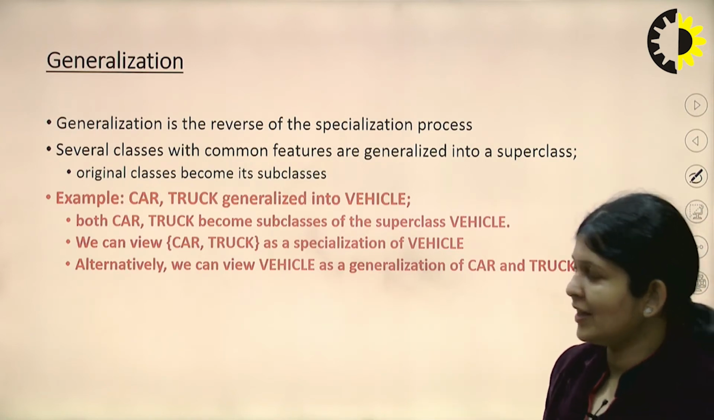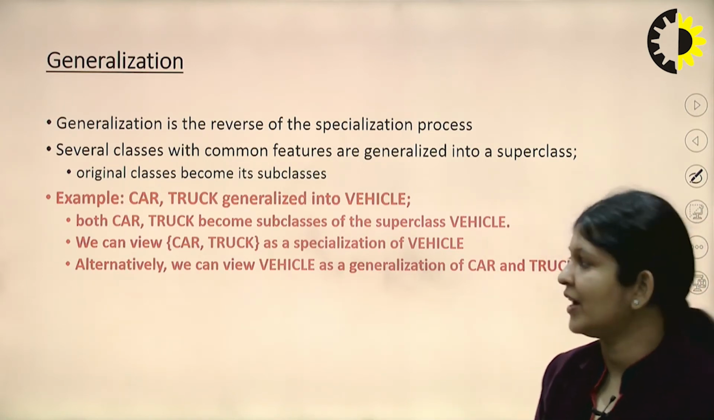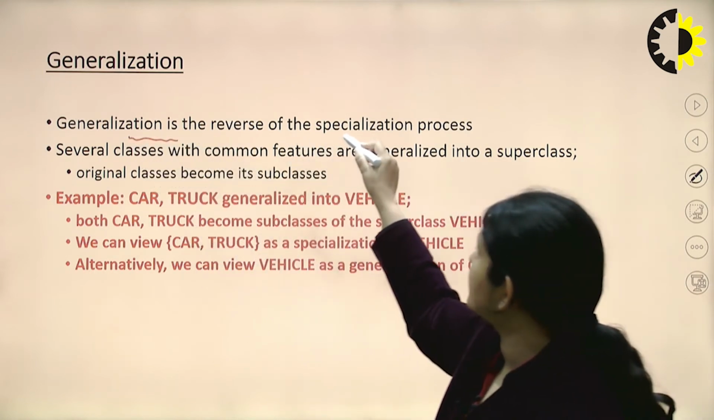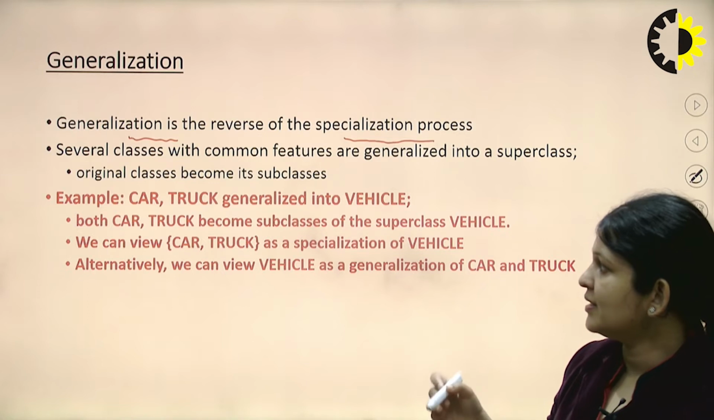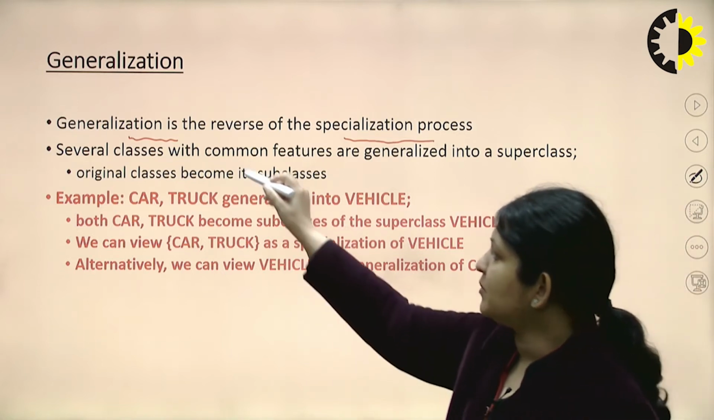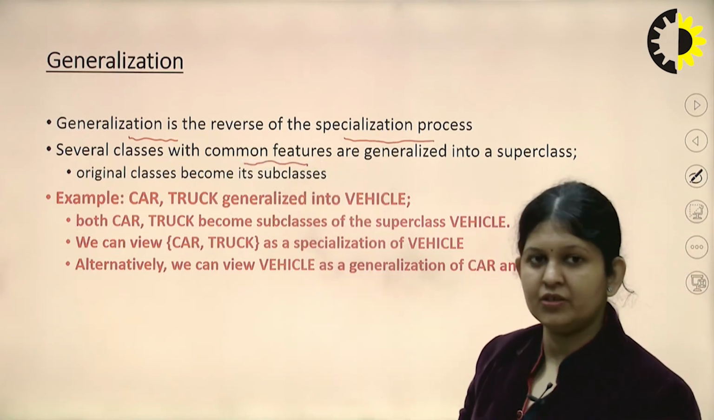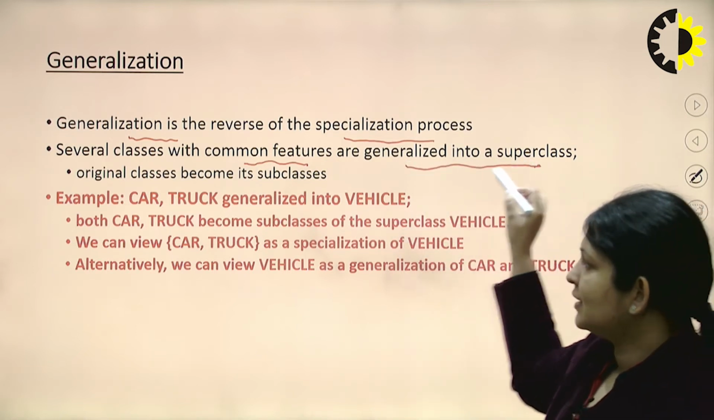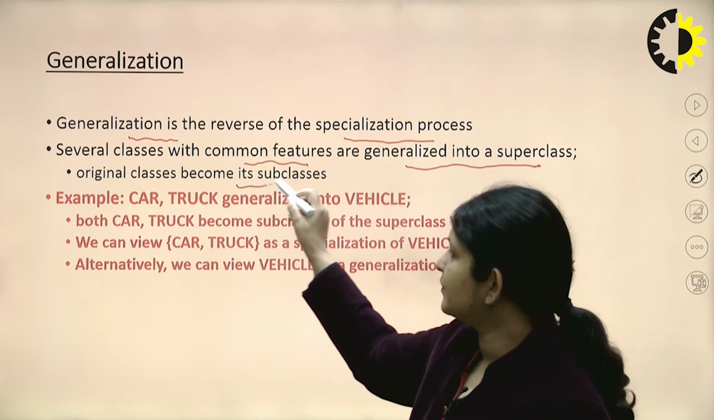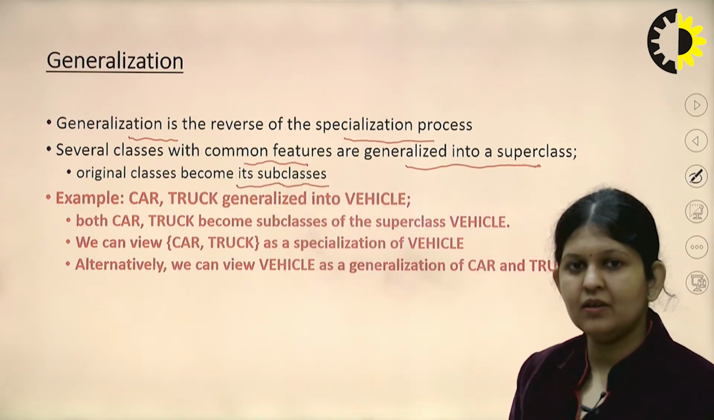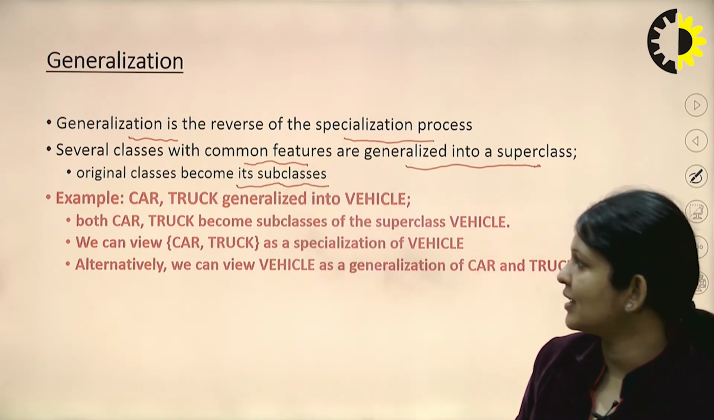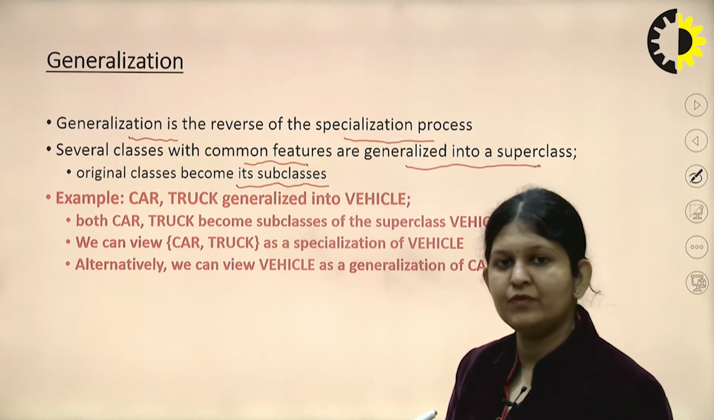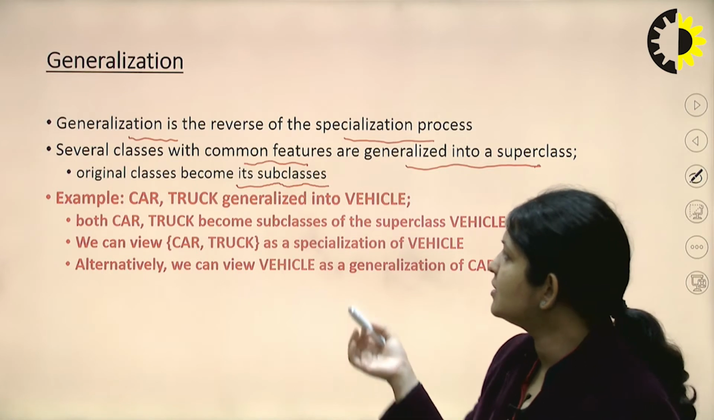Now, if we have the specialization, the reverse of that is the generalization. So generalization is the reverse of the specialization process. That is, several classes may have some common features and we generalize them into a superclass. The original classes become its subclasses. The classes at the lower level are the subclasses, and we can merge them based upon their common features to get a superclass.